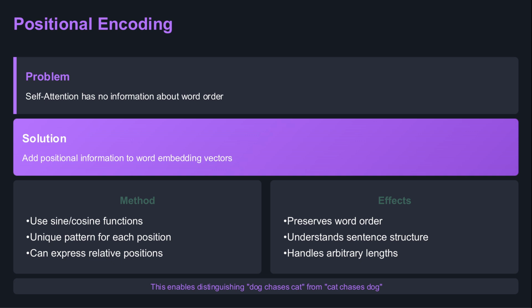Because self-attention ignores order, we add positional encoding to the word embeddings. These encodings often use sine and cosine functions to give each position a unique pattern. That enables the model to understand relative and absolute positions and preserve sentence structure. It is why the model can tell the difference between dog chases cat and cat chases dog.